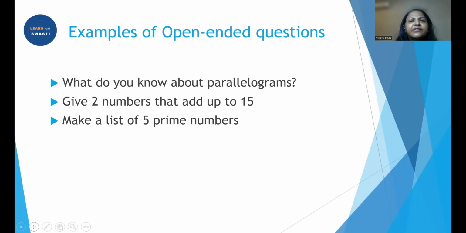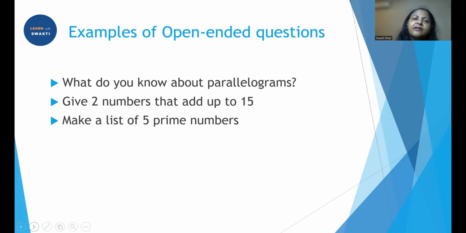So a child who only knows natural numbers might say 14 plus 1, 13 plus 2. So there are many numbers. The child who has understood whole numbers can say 15 plus 0. The child who has understood integers can start using negative numbers. The child who has understood fractions and decimals.